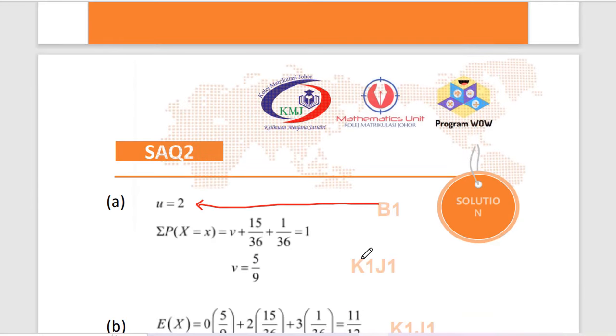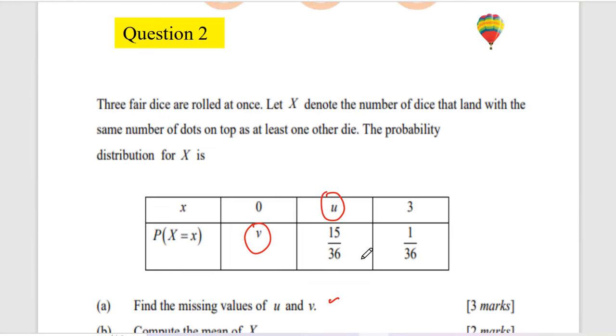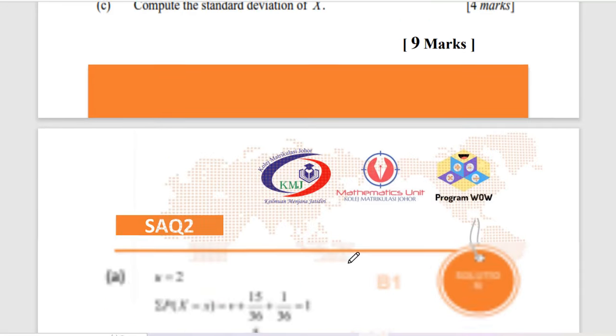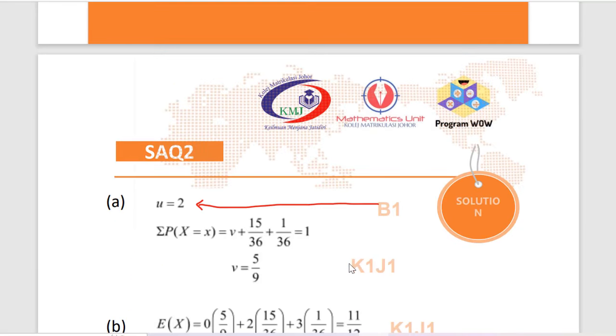Okay, so from here, we know that X denote the number of dice that land with the same number of dots on top as at least one other die. So it means that the value of the dice are all different, 2 of them match, or all 3 are the same. So X can be any of 0, 2, or 3. Okay, so we know that U is equals to 2 here. Okay, so you got B1.